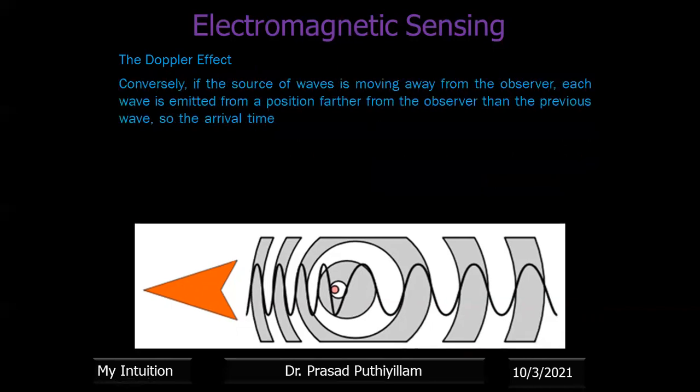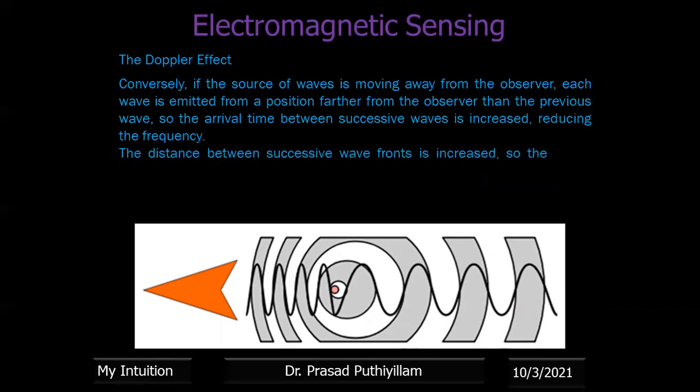In the same way, if the wave source is moving away from the observer, each wave is emitted from a position farther from the observer than the previous wave, and it will reduce the frequency. The distance between successive wave fronts is increased, so the waves will be spreading out.